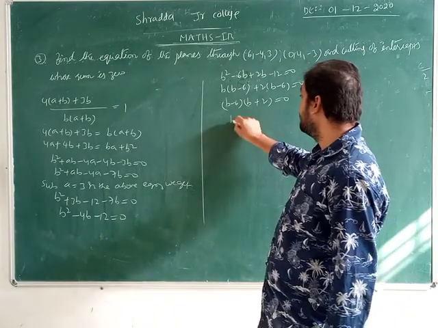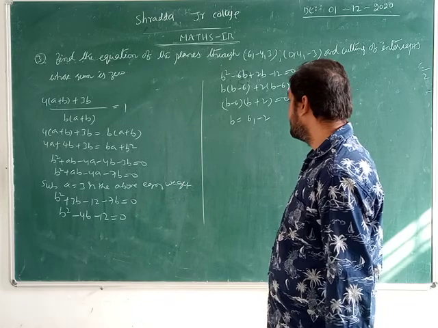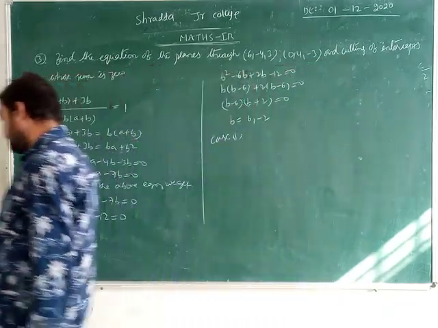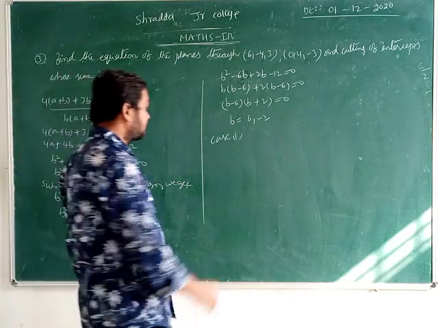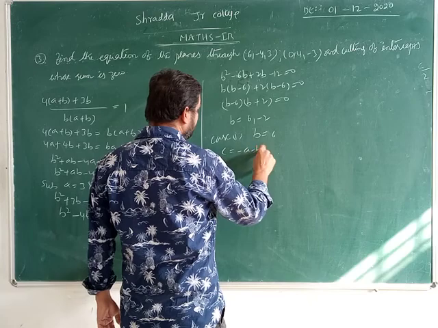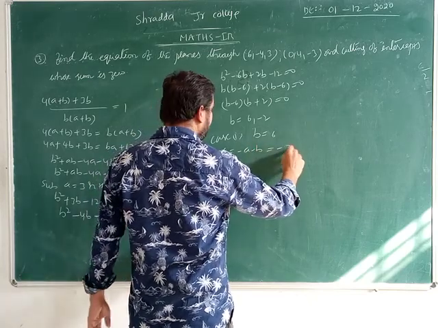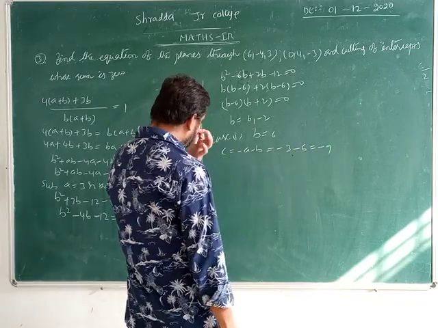Now what are the b values here? 6 comma minus 2. Now take case 1. Take b equals 6. Then c equals what? Minus a minus b. C equals minus a minus b. Then what is the a value? 3, minus b means 6. This will equal minus 9.